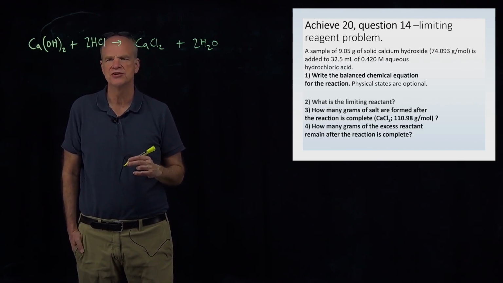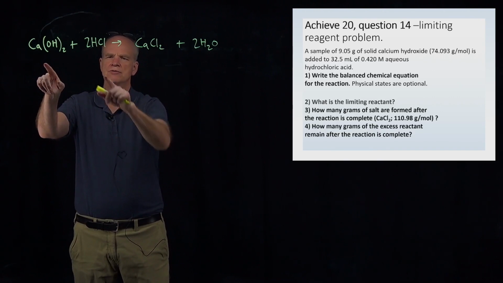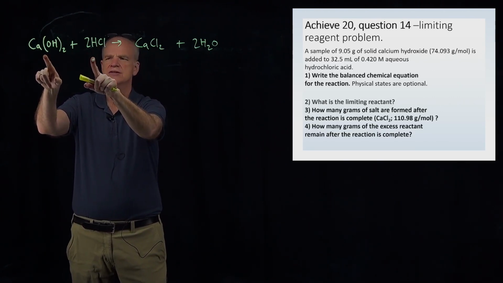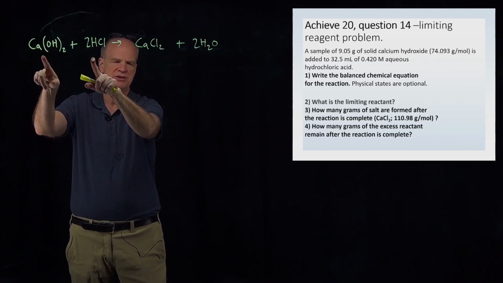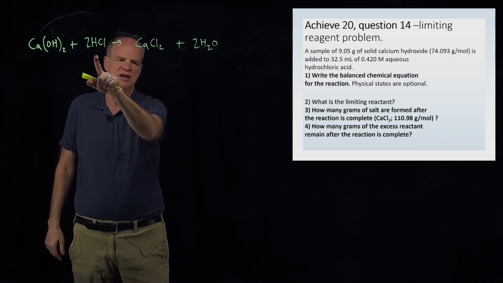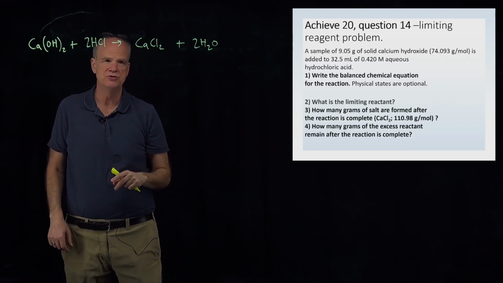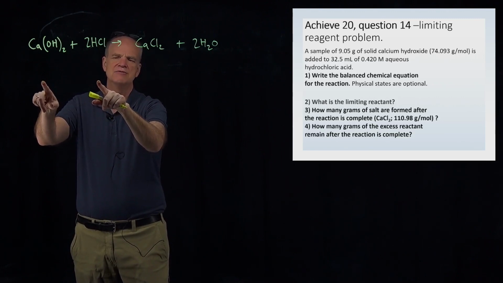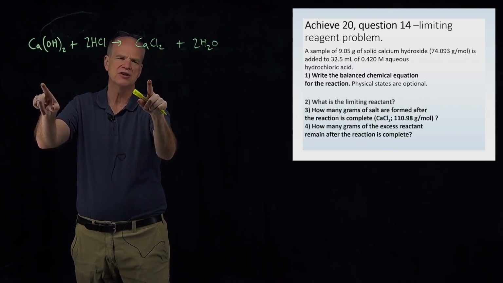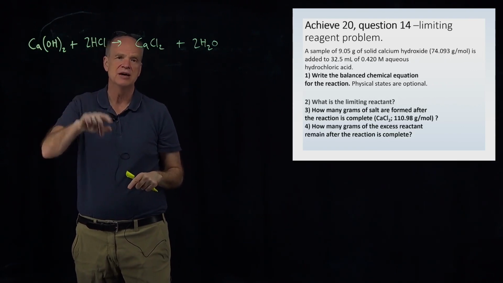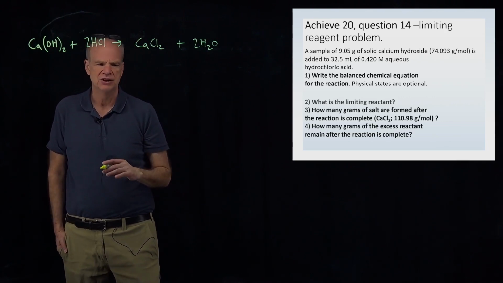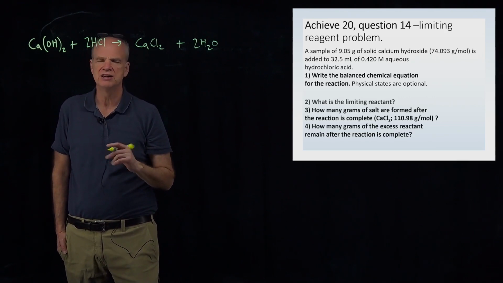Okay, so what I've done is I've rewritten this equation, and the next step is we have to figure out what the limiting reagent is. In other words, we have to figure out between these 2 reactants which one is limiting. Is it calcium hydroxide that is the limiting reactant, or is it hydrochloric acid? The way you do that is you figure out the number of moles for each reactant, and then from each of those moles figure out how many moles of product are produced. The reactant that produces the least moles of product is the limiting reactant.